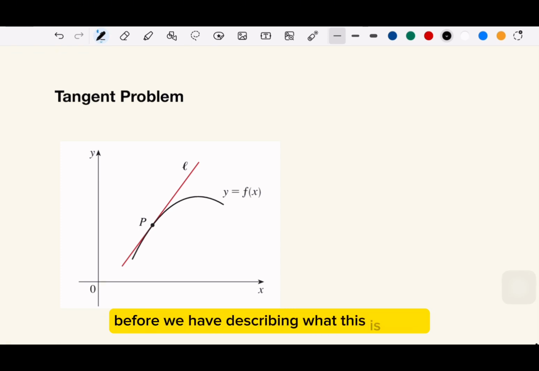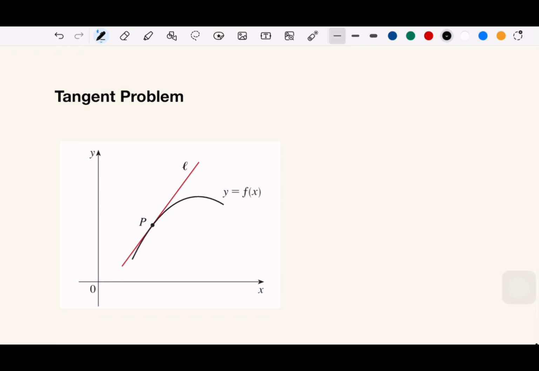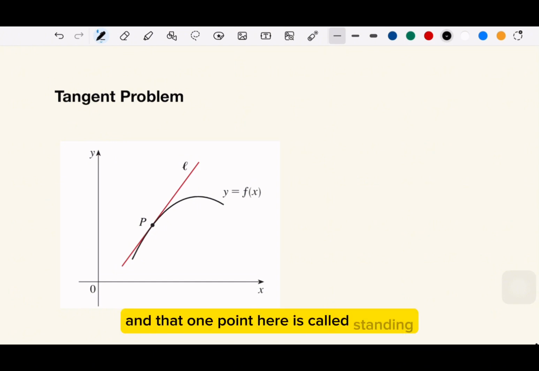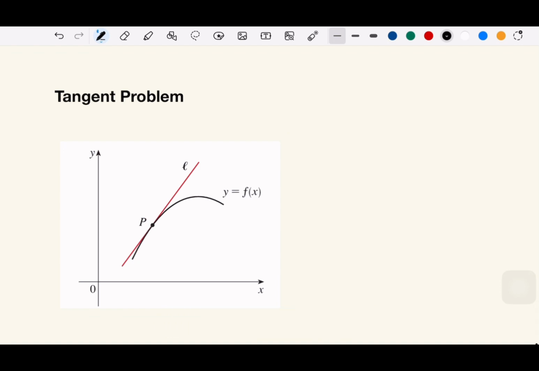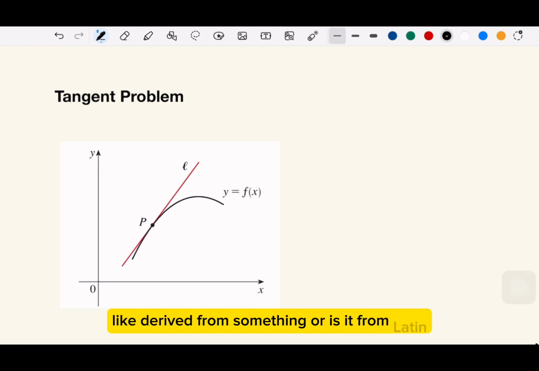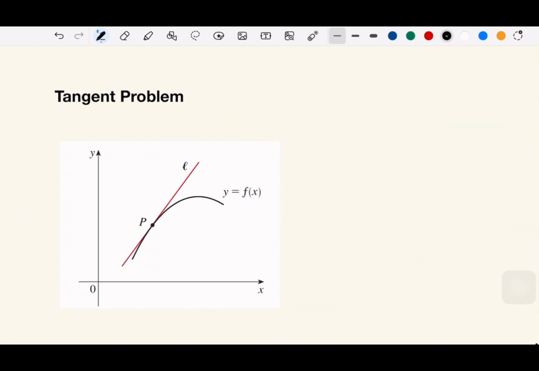Before we describe what this is about, what is a tangent? That is touching. Imagine you have this curve and this line, and that one point here is called the tangent point. Tangent means to touch, in translation, from Latin. So when you have a curve and a line touching at one point, we call that a tangent point.